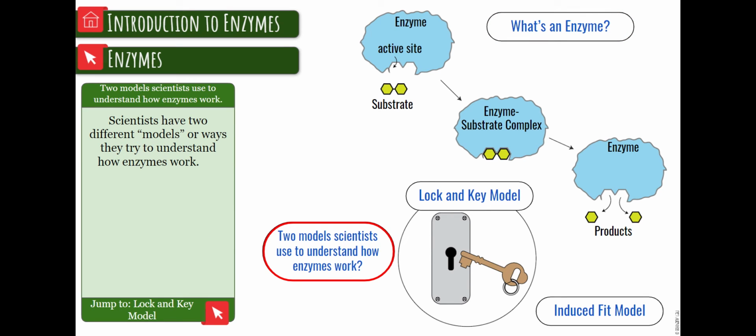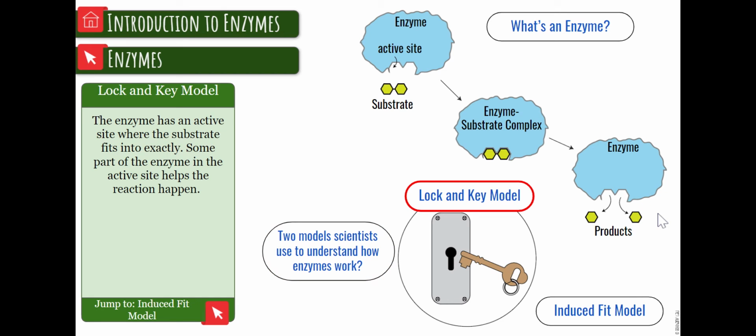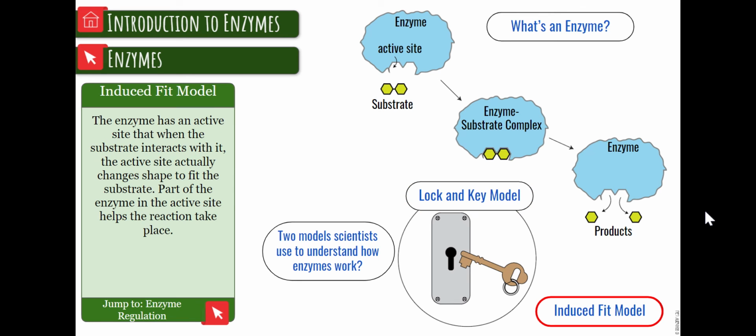So there are two different models we use to describe and understand how enzymes work. The first one is called the lock and key model. The enzyme is the lock and the substrate is the key, unlocking the substrate into the product. So the idea is that they actually fit in perfectly.